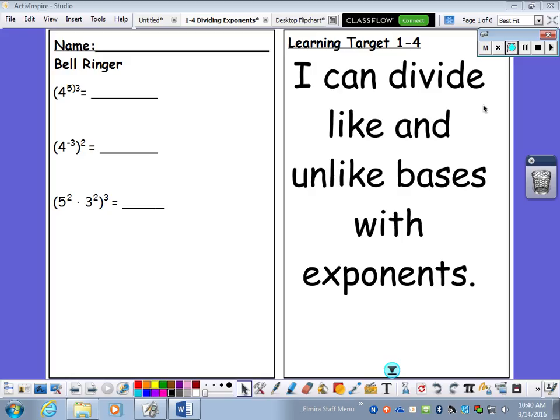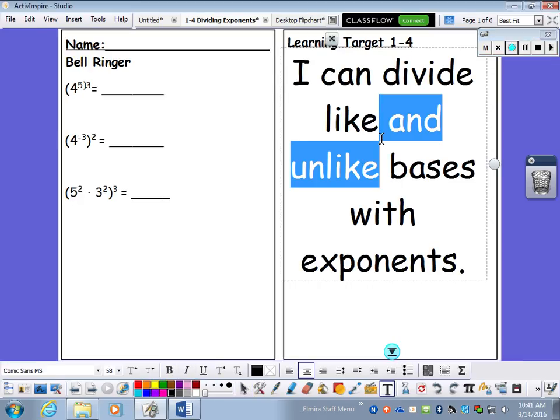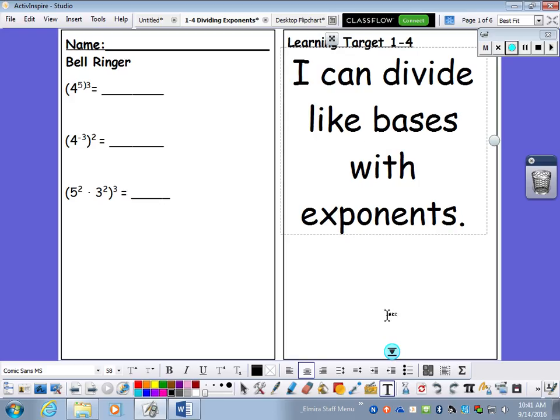Our learning target is I can divide like bases with exponents, and we're really not doing unlike bases. We took that out.